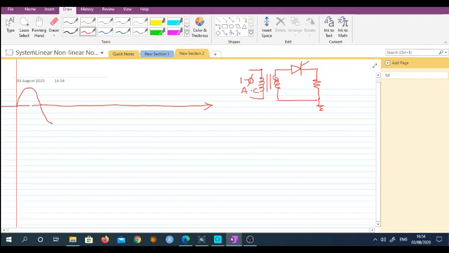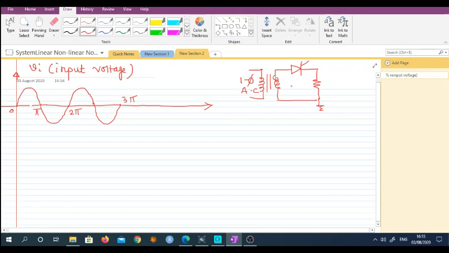It has a positive cycle as well as a negative cycle. Again positive cycle, negative cycle. I will show two cycles: 0 to pi, from pi to 2 pi, and from 2 pi to 3 pi. So this is my input voltage, V in.